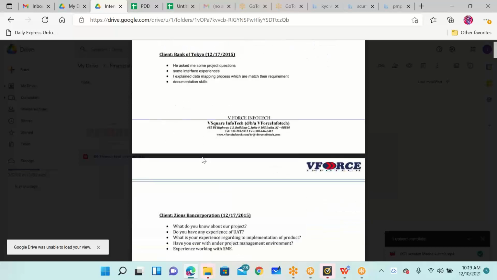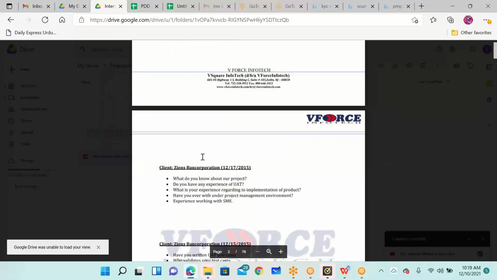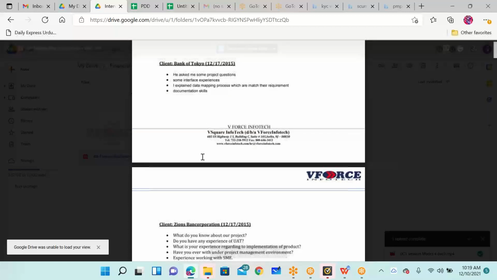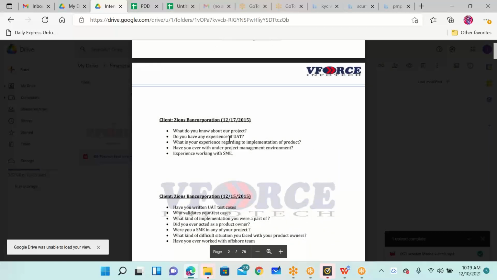So this guy must have failed it. Some interface experience means? Front end interface experience means screen design, UI part, mockups if it's a new development. Okay. Zion Bank, what do you know about our project? So our project means our JD.